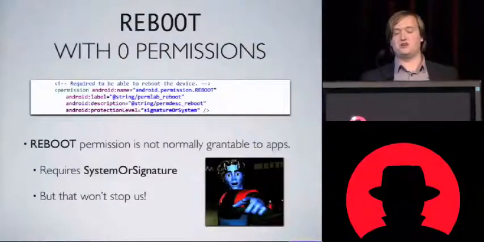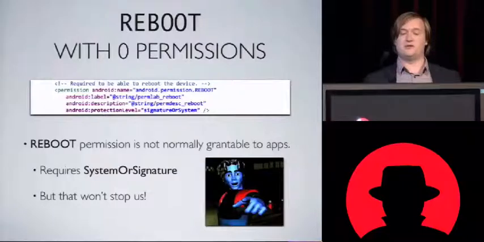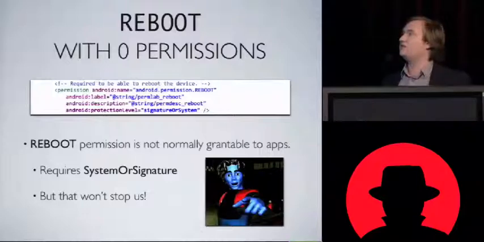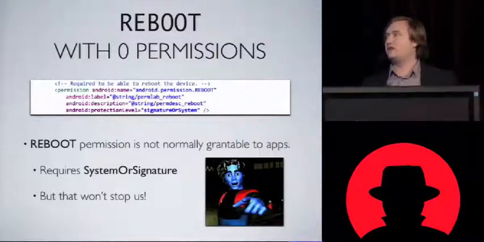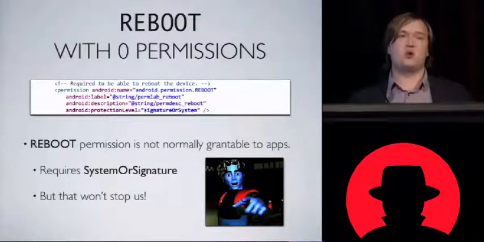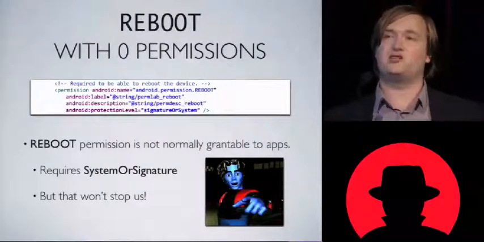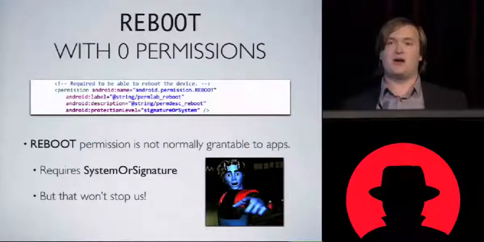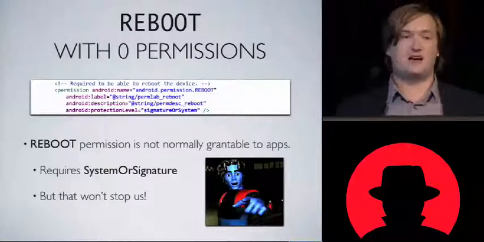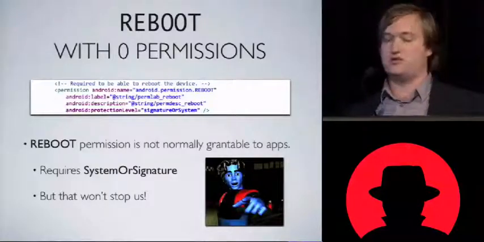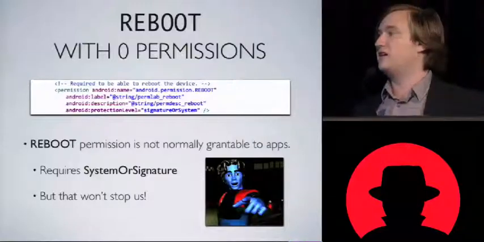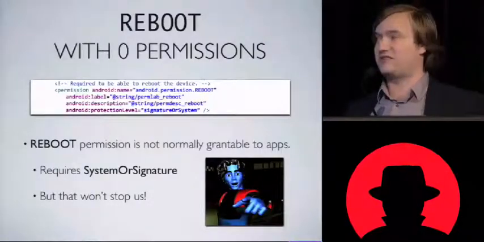So the first thing you can do is you can actually reboot a phone. There's a reboot permission, and this permission is set as protection level signature or system. And what that means is that you have to either be on the system partition or you have to be signed by the same signature as the manufacturer of the phone's signature. And therefore, most apps can't access this. There's no way to be installed from the market onto the system partition, for example, unless you were already there. But that's not going to stop us.